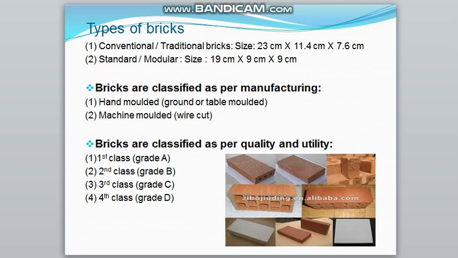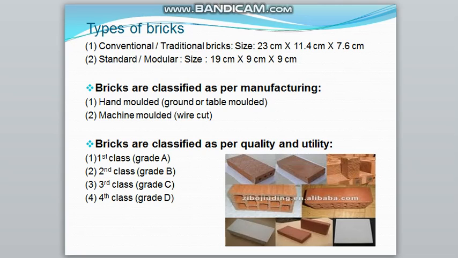Now here you can see the types of bricks. Generally there are two types of bricks. One is the conventional or traditional brick. Another is the standard brick or modular brick. For the conventional brick, the size is 23 centimeters × 11.4 centimeters × 7.6 centimeters, whereas the standard brick size is 19 × 9 × 9 centimeters.